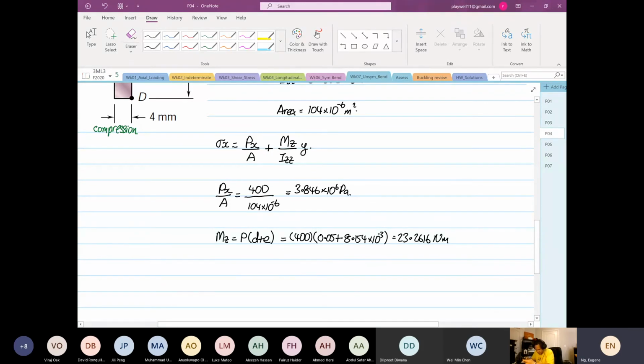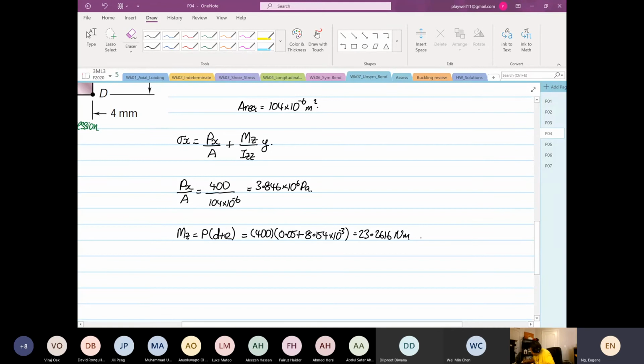So 0.05 plus 8.154 times 10 to the power minus 3, times 400. It's going to be 23.261. So that's the moment. Now, this is with the datum from the top, yeah?